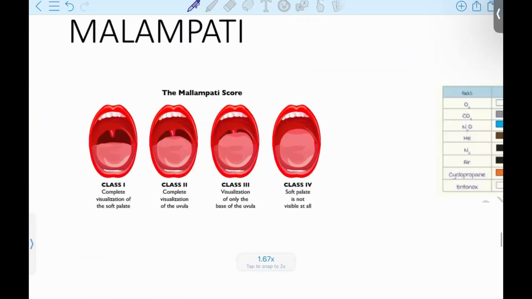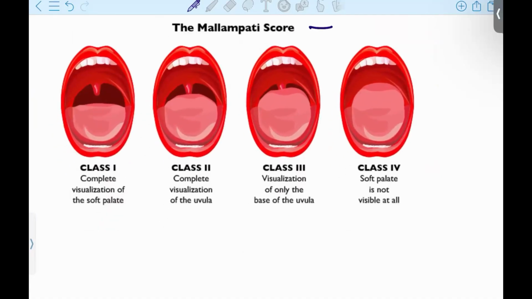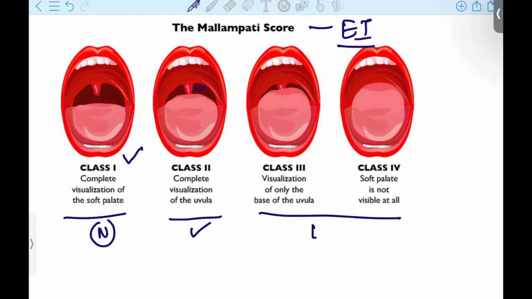Next, Mallampati scoring. Mallampati scoring is to assess intubation. If you want to do the intubation, you are going to check the Mallampati score. Grade 1 is complete visualization. This patient is normal and good for ET intubation. Grade 2 is also better, but only half of the visualization will be seen. Instead of the soft palate, only the uvula is seen in this patient. This can also be done for ET intubation. And these two are hard to intubate. Why? Because in class 3 only the base of the uvula is present, and in class 4 the uvula is completely not visible. So that's why intubation will be hard in these patients compared to class 2 and class 1.